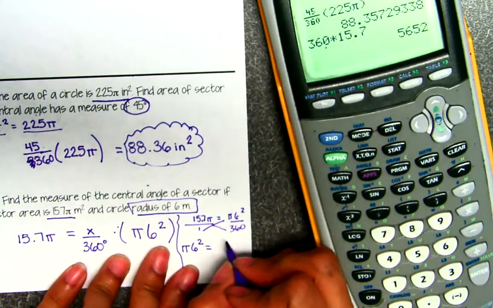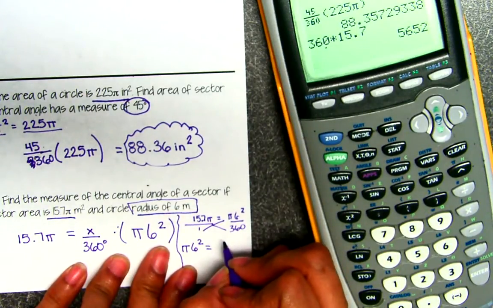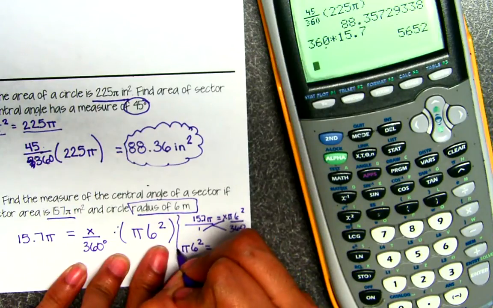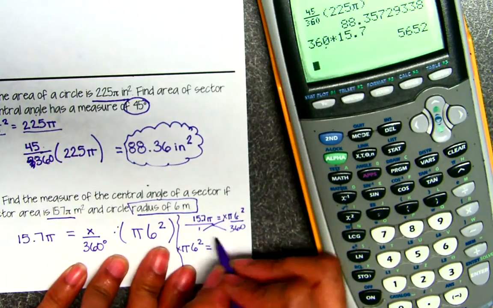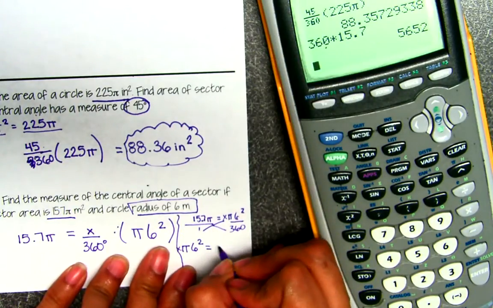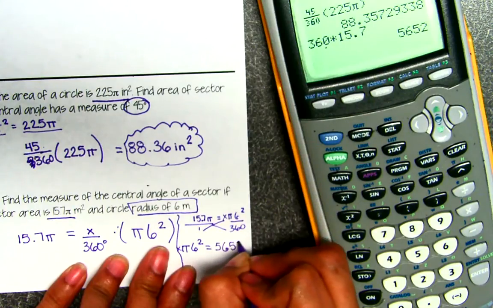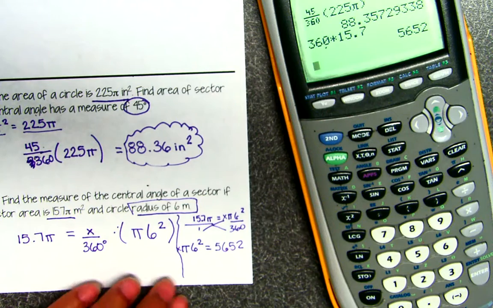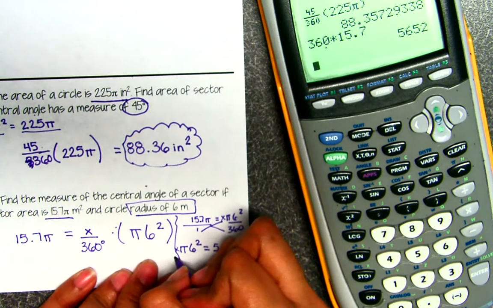What else do we have? X. I dropped it. Thank you, Matthew. 5,652. Yeah. Do you still have some batteries? Yeah, I'll give it to you right now.